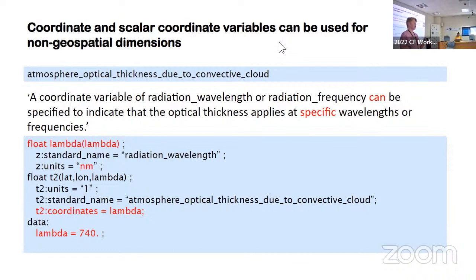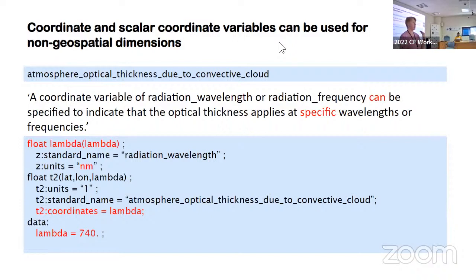We've talked about coordinate variables in a geospatial sense and in terms of height and time, of course, which is an important coordinate. But again, something that I've seen people ask sometimes in the CF discussions is, can I use a coordinate variable if I have a dimension that's not geospatial? And the answer is yes. I mean, it's completely fine in NetCDF. It's completely fine in CF.